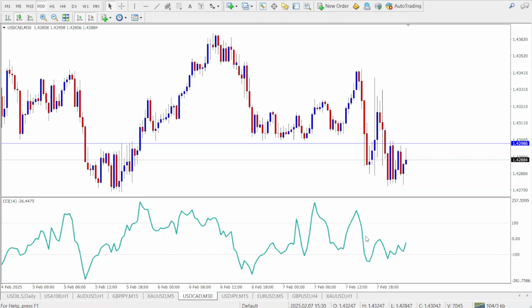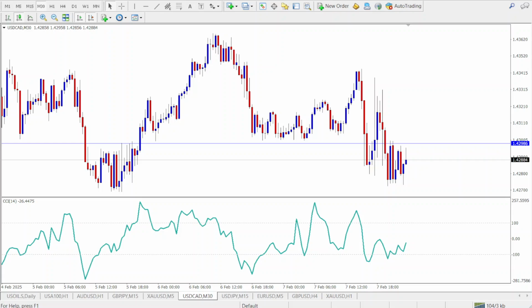When the CCI is above plus 100, the asset is considered overbought, signaling potential weakness. When the CCI is below minus 100, the asset is considered oversold, indicating potential strength. But here's the key. Just because CCI reaches these levels does not mean you should immediately enter a trade. We need confirmation from price action before making a move.